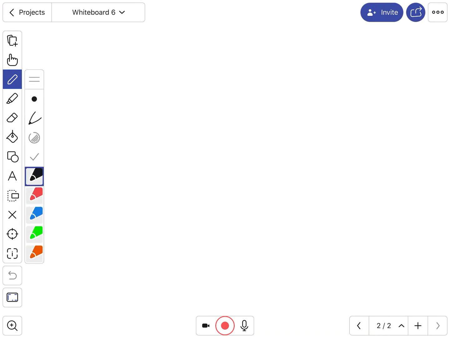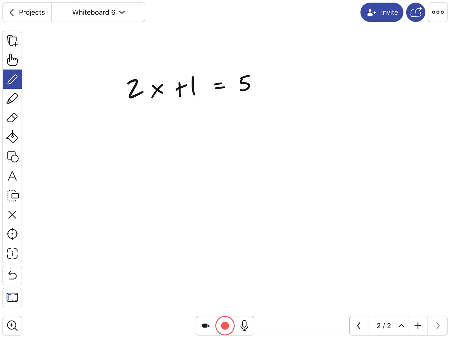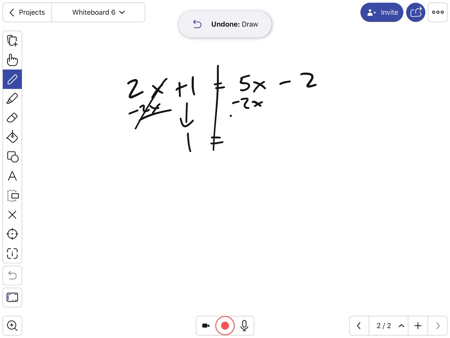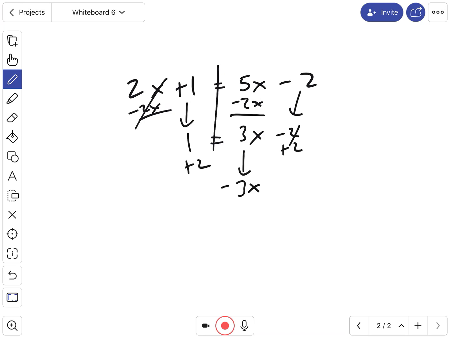If you solved, let's say, 2x plus 1 equals 5x minus 2, I'm going to do this real quick. So, subtract the 2. Wait, that doesn't cancel out. This one does. Subtract the 2. So that's 3x minus 2. Add 2, add 2. Now you have 3x equals 3, divided by the coefficient. And you get x equals 1.